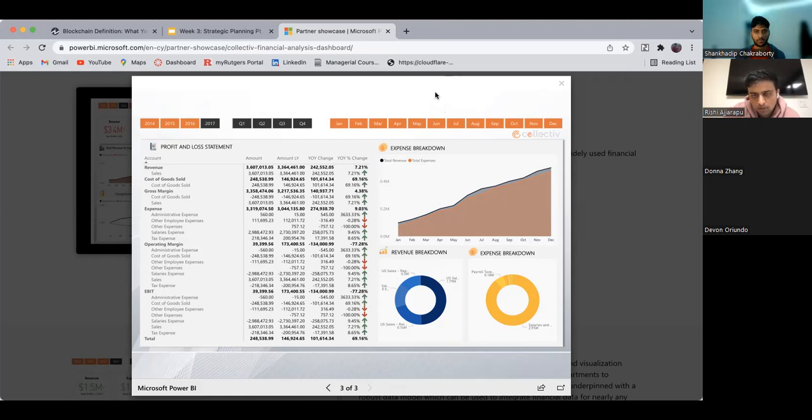I think that's pretty much it for this presentation. Like I said, today's was extremely short. We just basically wanted to wrap up strategic planning and show you an example of what a dashboard showing the cash flow, mainly income statement and balance sheet statements, all visualized in an analytical manner.